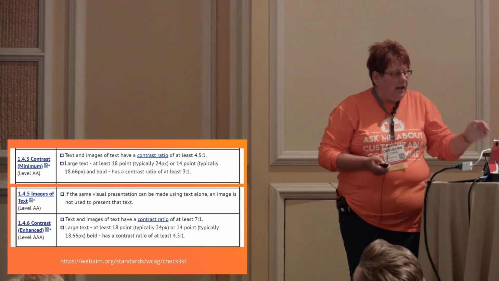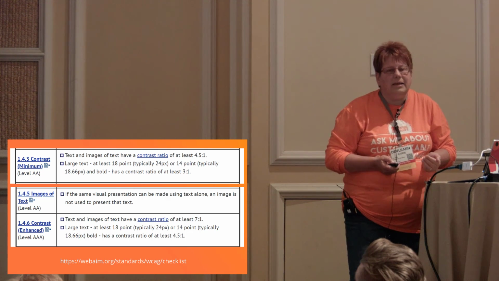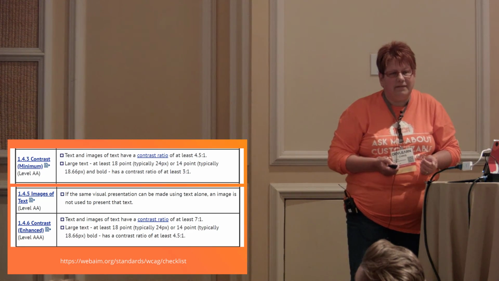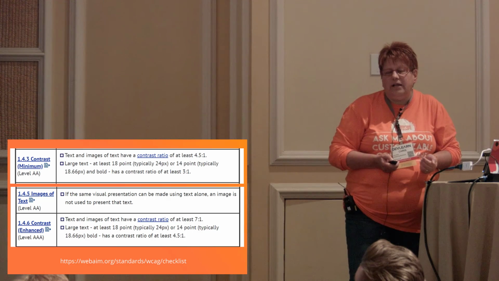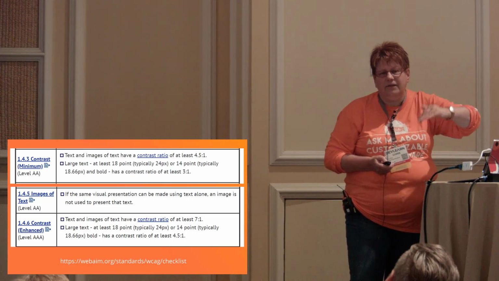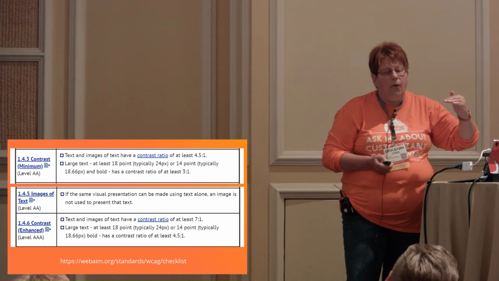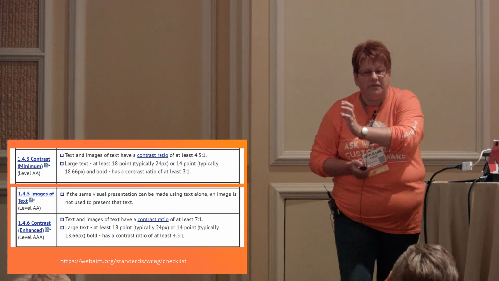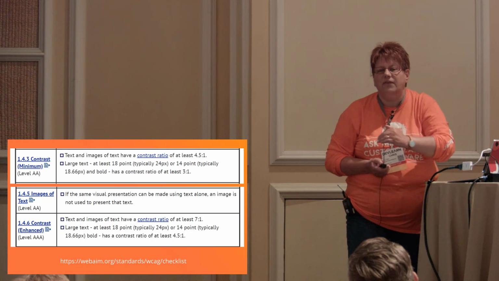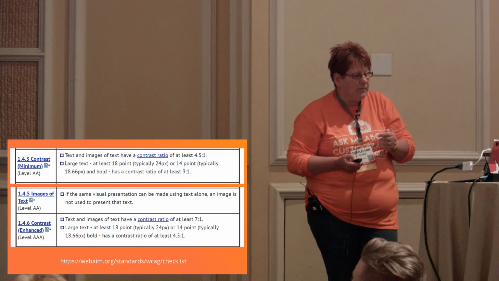And then if the same visual presentation can be made using text alone, an image is not used to present that text. We, again, try to use both. If you provide the image, also provide the descriptive. Either provide the description in the body copy or include the descriptor in the alt tag for that. So when the screen reader reads it, it'll provide meaningful information to the learner. And we'll talk about that again a little bit.